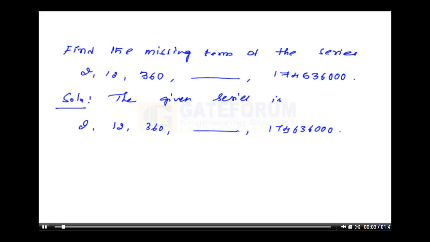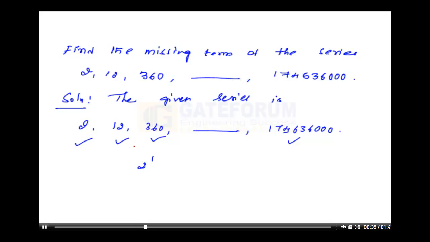The missing number of the series 2, 12, 360, 17460, 6000. Now, just look into the numbers 2, 12, 360 and 17460, 6000. That means the numbers are increasing very hugely. So we can say that it's nothing but continuous multiplication. So now let us try to find out the pattern followed by these numbers. Let us take the first number, that is 2. I'll write this 2 as 2 power 1.